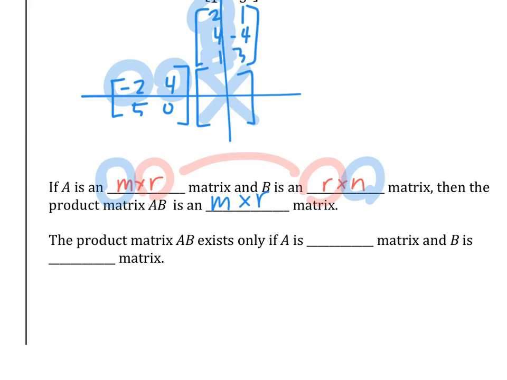And then here we just want to say the same thing. The product matrix AB exists only if A is an M by R matrix and B is an R by N matrix. What we're trying to say here is that the two numbers in the middle have to be the same.